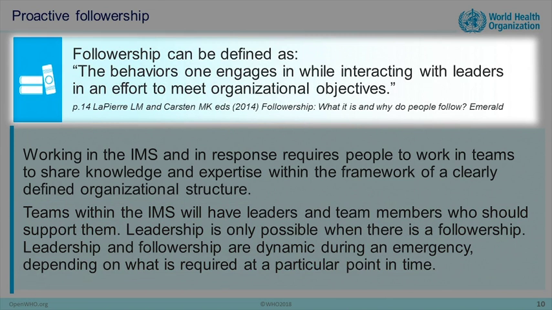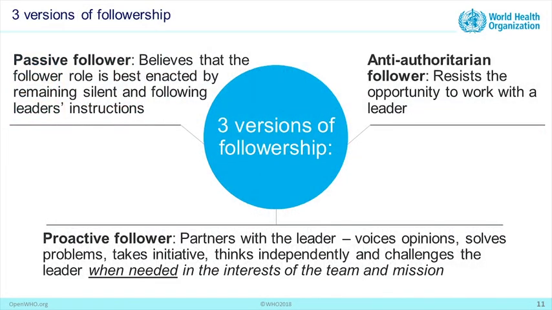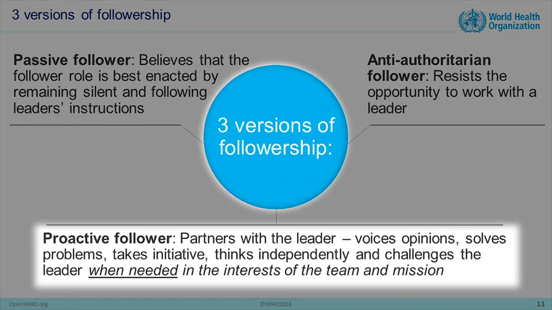Followership can be defined as the behaviours one engages in while interacting with leaders in an effort to meet organisational objectives. To work effectively, each member of the team should be contributing to the effective leadership of the response. This type of proactive follower is someone who partners with the leader and knows when to voice their opinion, when to take initiative, when to think independently, and when to challenge the leader if needed.